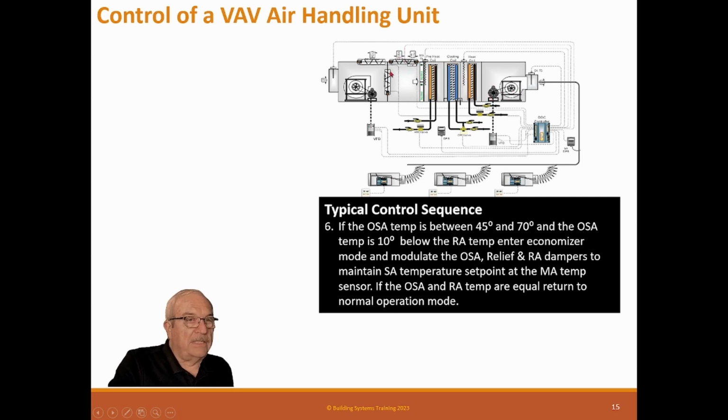And we'll modulate that down. If it gets too cold, if we drop below set point, we'll start closing these down and putting some return air in so we can mix it here to get where we need to go. So this works fine. It's a standard economizer cycle.